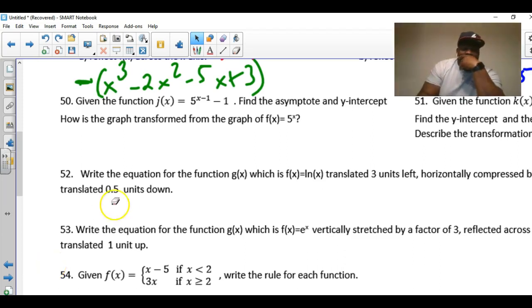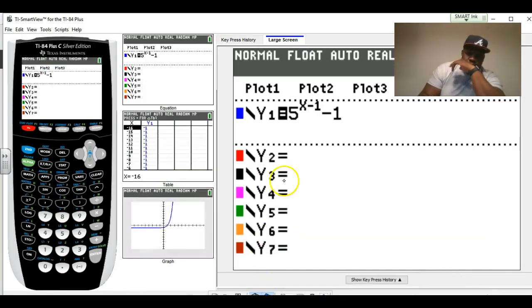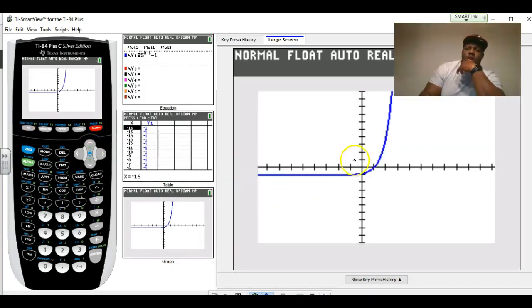Alright. So now, guys, we want to take this function, j of x, which is 5 raised to the x minus 1. This is exponential. Then find the asymptote and the y-intercept. Then we have to answer how this graph is transformed. So check this out. Here's the function. I'm going to graph it, and it looks like so. Notice it went down 1, and this is a horizontal asymptote. And there's our y-intercept right there.